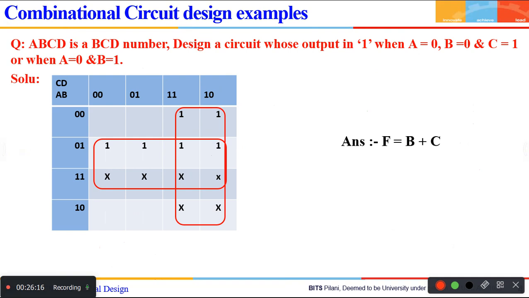You may get this type of question in your midsem examination: design a combinational circuit to do so and so. One question we have already done. Can you read the second question? The second question says, ABCD is a BCD number.